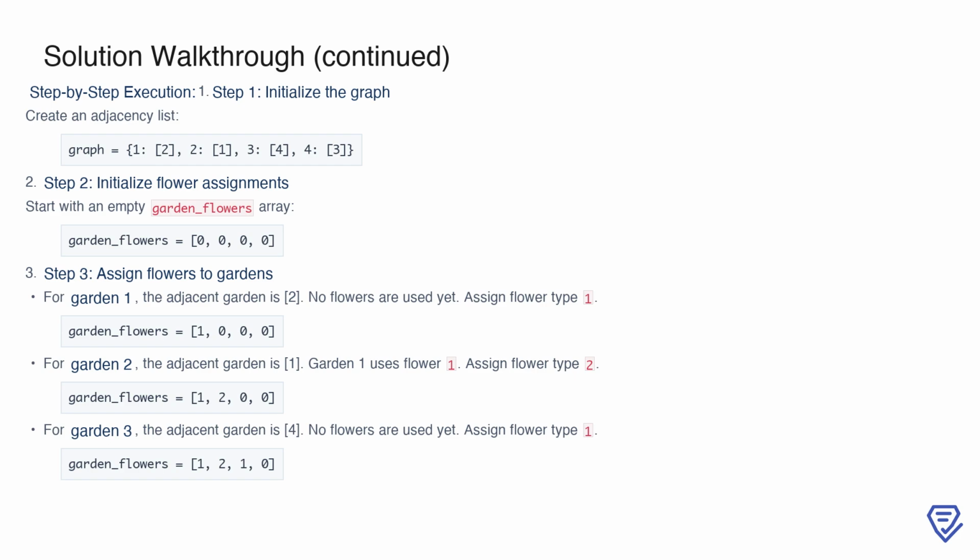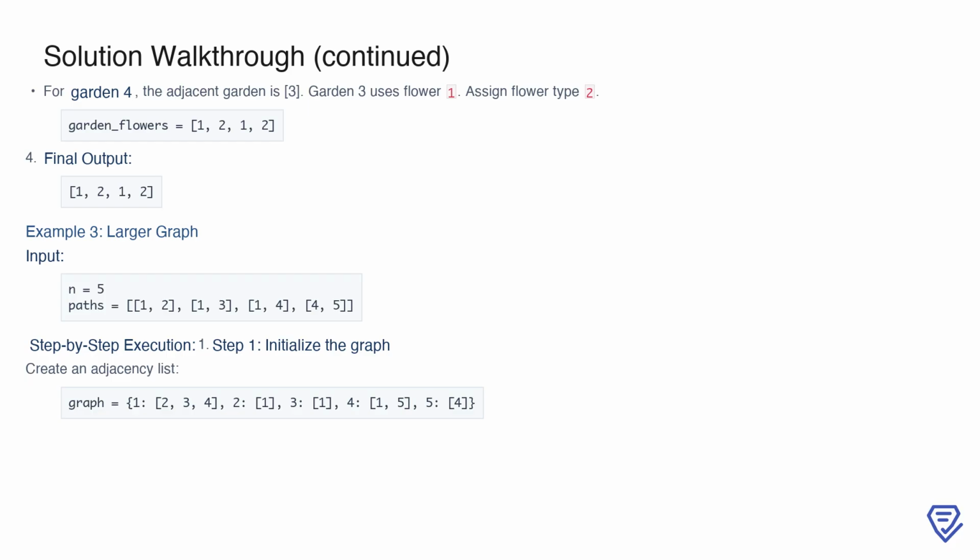Next, we move to the second connected component. For garden 3, the only adjacent garden is garden 4, which doesn't have a flower assigned yet. We assign flower type 1 to garden 3, updating the garden_flowers array to 1, 2, 1, 0. For garden 4, the only adjacent garden is garden 3, which uses flower type 1. To ensure no two adjacent gardens share the same flower type, we assign flower type 2 to garden 4, updating the array to 1, 2, 1, 2.